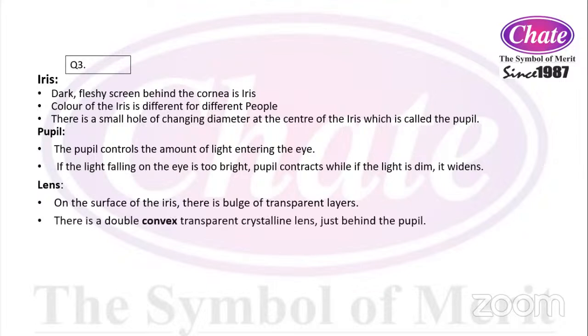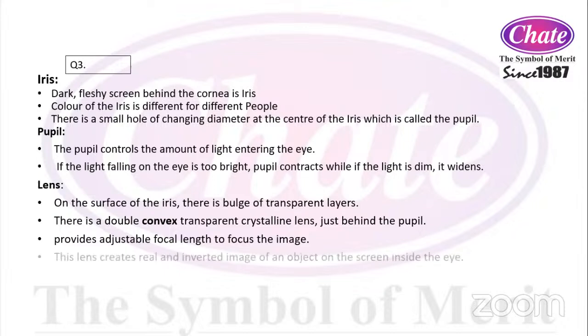So डबल कॉन्वेक्स ट्रांसपेरेंट क्रिस्टलाइन लेंस होता है just behind the pupil. प्यूपिल के जस्ट पीछे ये होता है, और ये प्रोवाइड करता है एडजस्टेबल फोकल लेंथ. Okay, so लेंस जो है वो हमारी एडजस्टेबल फोकल लेंथ की होती है, because we know that ऑब्जेक्ट का डिस्टेंस चेंज होता है, इमेज का डिस्टेंस हमारा फिक्स है आंखों में. That means लेंस से लेकर रेटिना तक, इसलिए ये एडजस्टेबल फोकल लेंथ जिसकी है वो लेंस हम यूज कर रहे हैं. Okay, so this lens creates real and inverted image on the screen, that means on the retina.